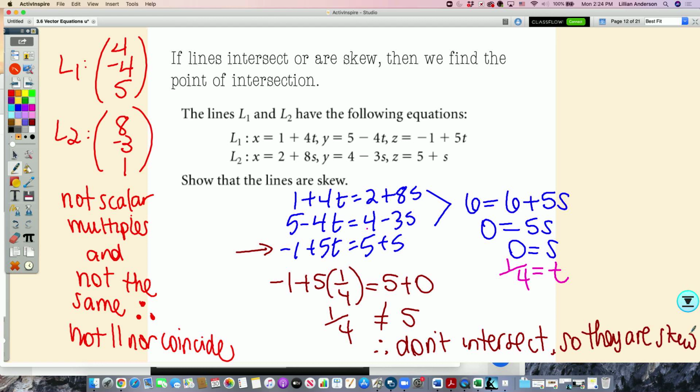If they did equal each other, then that means that they would intersect, and then you could find the actual point of intersection by plugging t and s into the original equations.